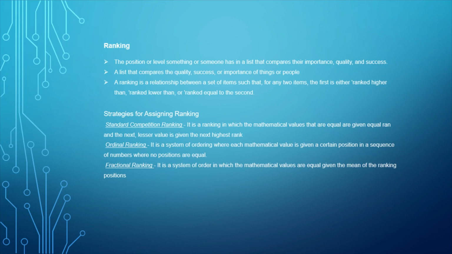Strategies for assigning ranking. Standard competition ranking: it is a ranking in which the mathematical values that are equal are given equal rank and the next, lesser value is given the next highest rank. Ordinal ranking: it is a system of ordering where each mathematical value is given a certain position in a sequence of numbers where no positions are equal. Fractional ranking: it is a system of order in which the mathematical values that are equal are given the mean of the ranking positions.